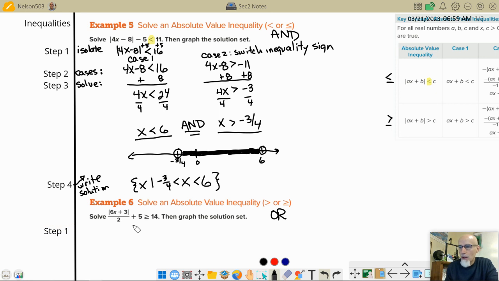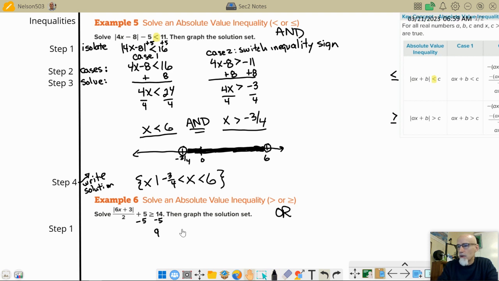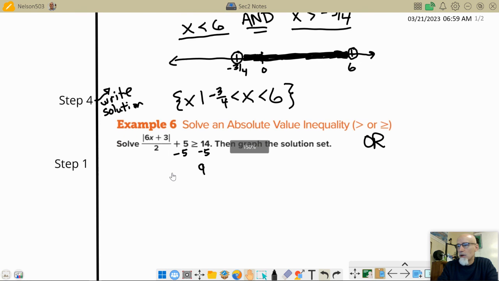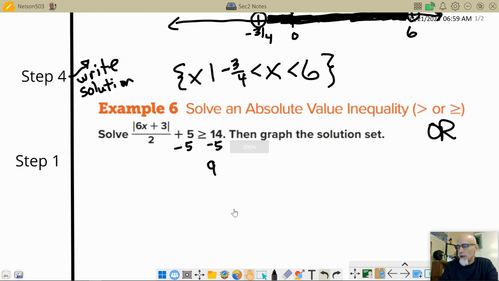So let's subtract 5 from both sides, and I end up with 9 on the right side. Let's zoom in here, this is super small and might be hard to see. So I just got 9 on the right side. On the left side, we almost have the absolute value isolated. We've got 6x plus 3, but it's being divided by 2, and I don't want that 2 down there.